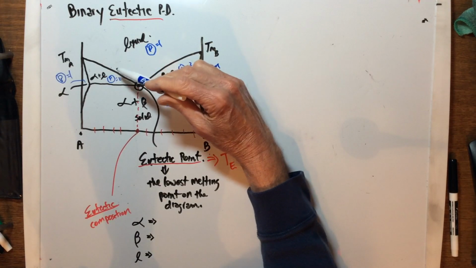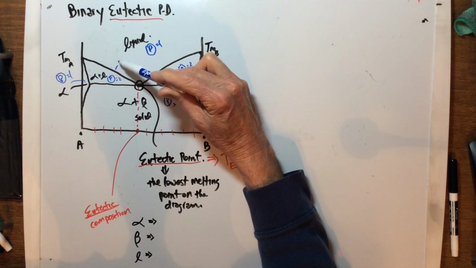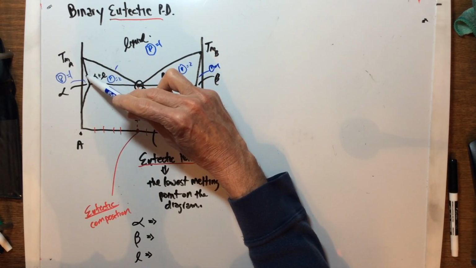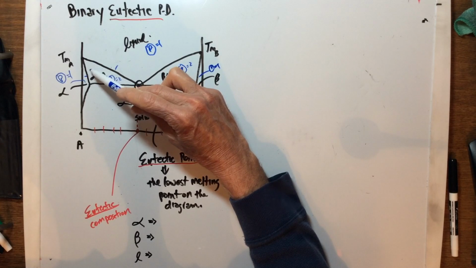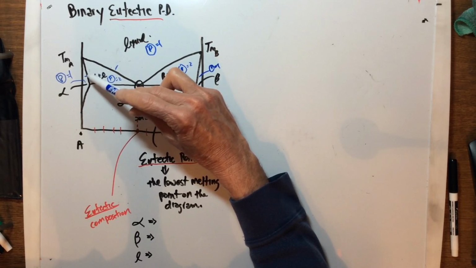First of all, we know that this line represents the liquidus line. This line represents the solidus line because again it's going from solid to a liquid here. All right.